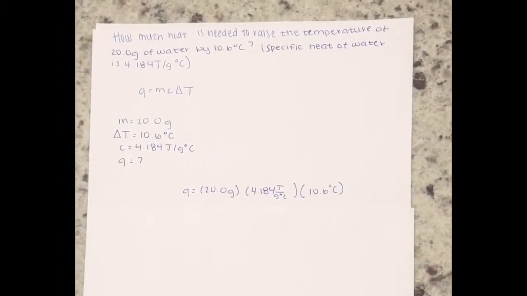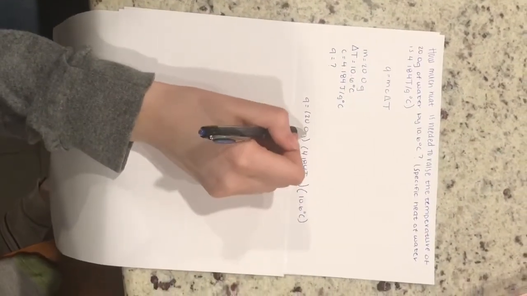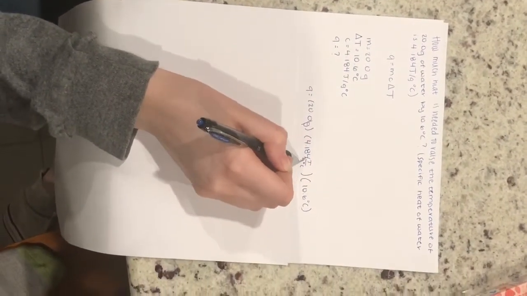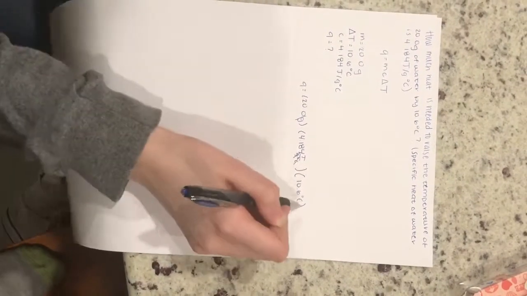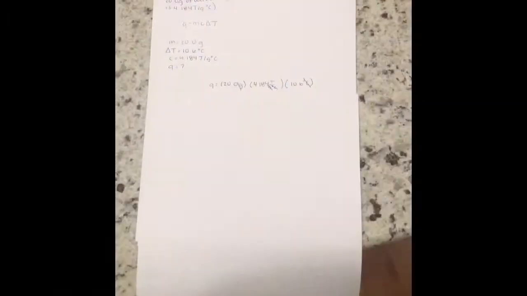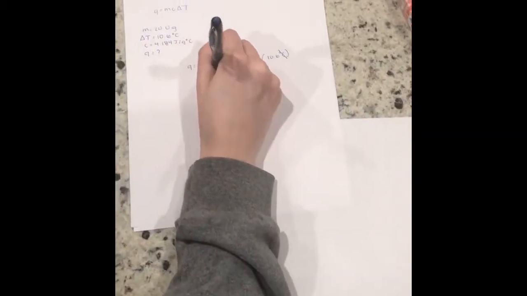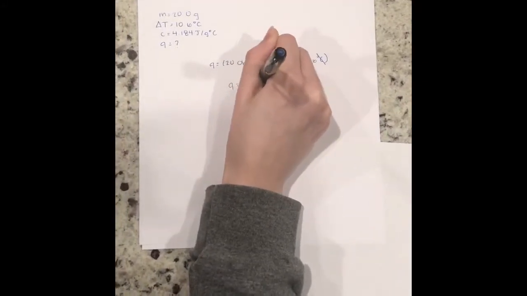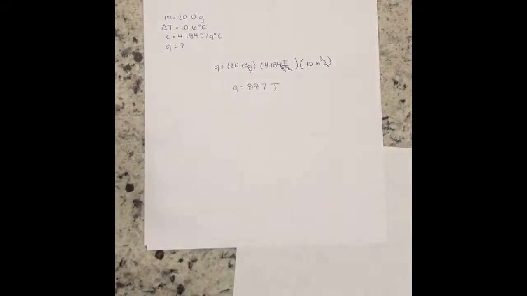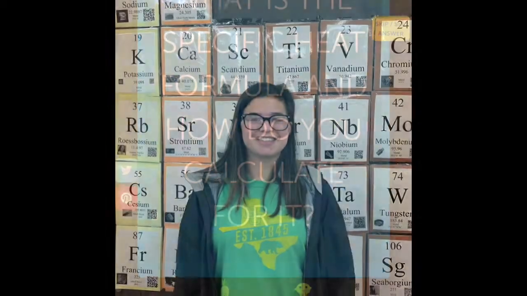Plug in all of your numbers into the formula. Now make sure that you cross out your units. So cross out the grams, and then the degrees Celsius and the degrees Celsius. Now multiply these three numbers together and you should get Q equals 887 joules. Correct!